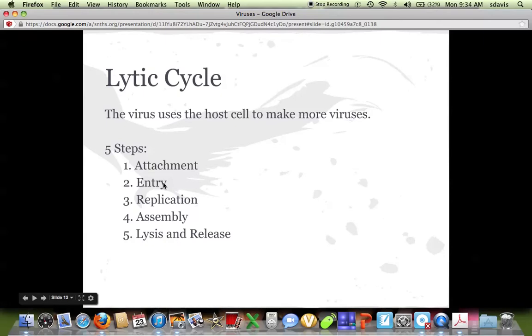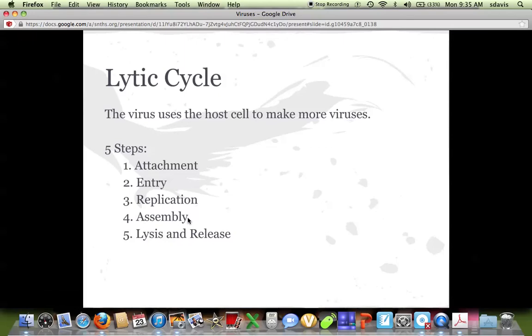Entry, where the virus injects its genetic material into the host cell. Replication, and replication, in this case, refers to the virus components being replicated. So the nucleic acid of the virus, which can be DNA or RNA, is being copied and reproduced. And then assembly. This is where all the components of the virus are being put together.